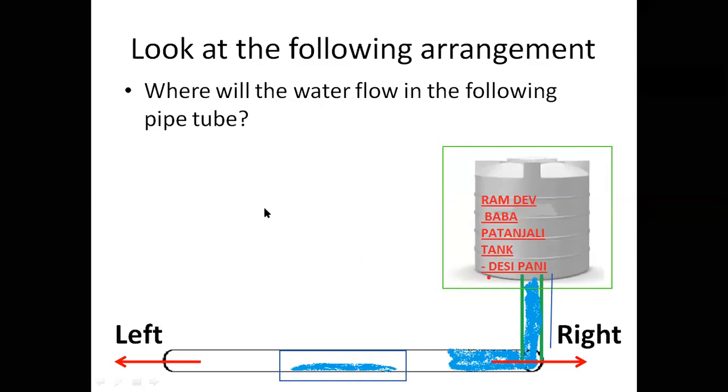Now focus on this. The water is flowing to the left only because of this Ramdev Baba tank. So because of the Patanjali tank, the water is traveling towards the left direction. The reason is very simple. Do you agree that water flows because it travels from high pressure to low pressure? That's why the water is flowing. Do you agree with this statement? Understood? Okay, everybody is understanding. Now, this happened only because of the pressure difference.